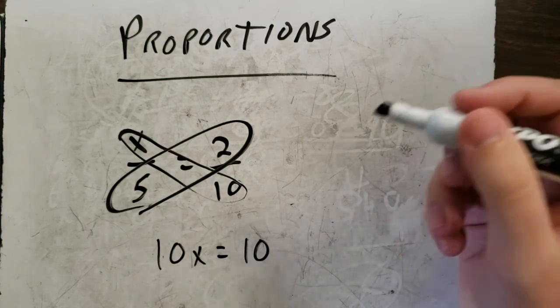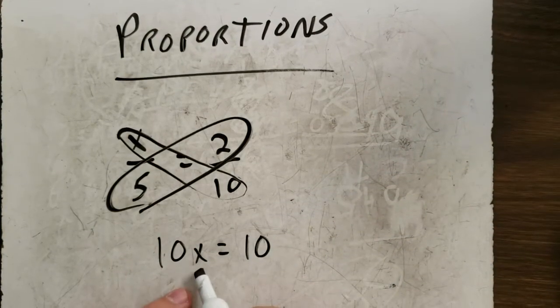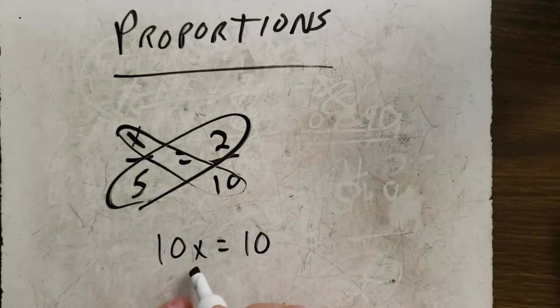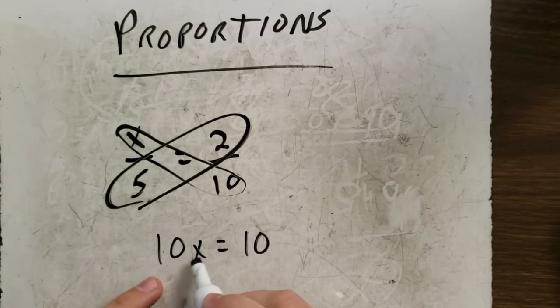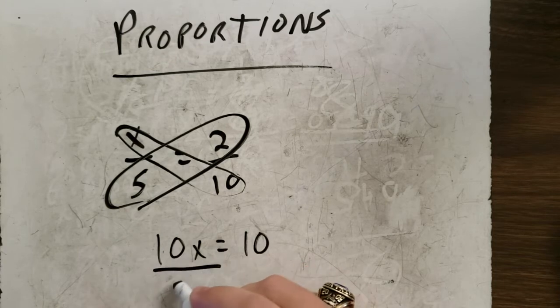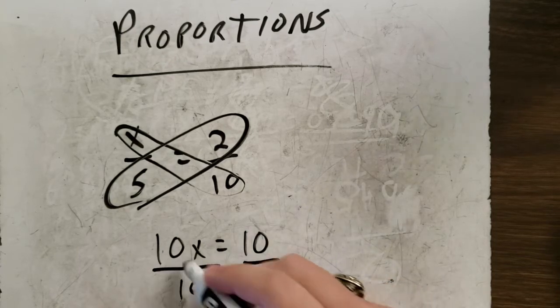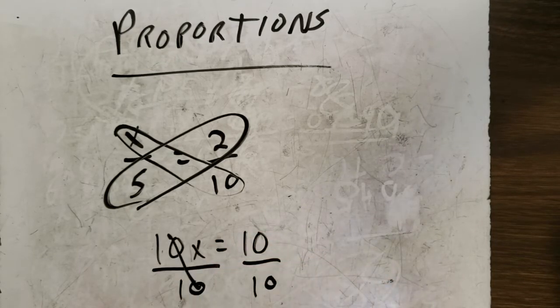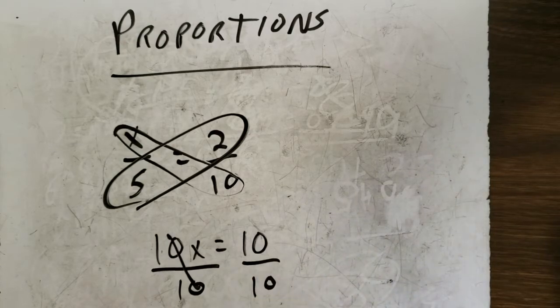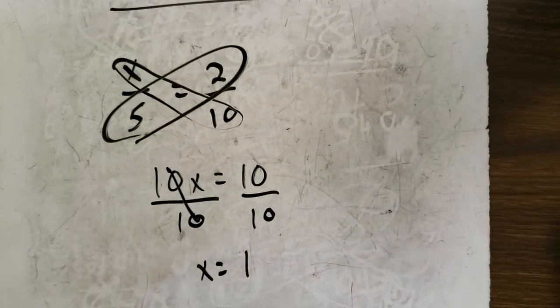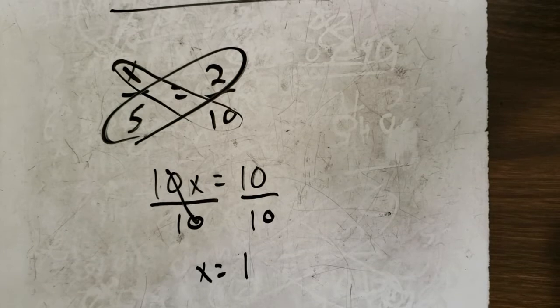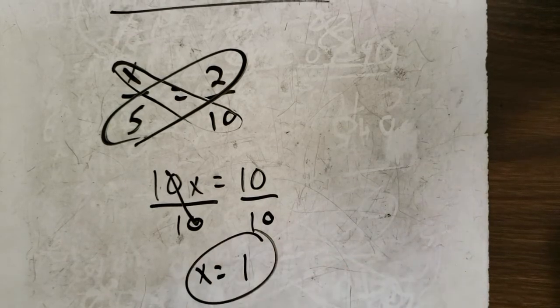Okay, so now we have a one-step equation. 10x equals 10. To get the x by itself, because it's multiplication, we have to do the opposite and divide by 10 on both sides, and that cancels. Bring down your x, and 10 divided by 10 equals 1. So your answer for this one is 1.